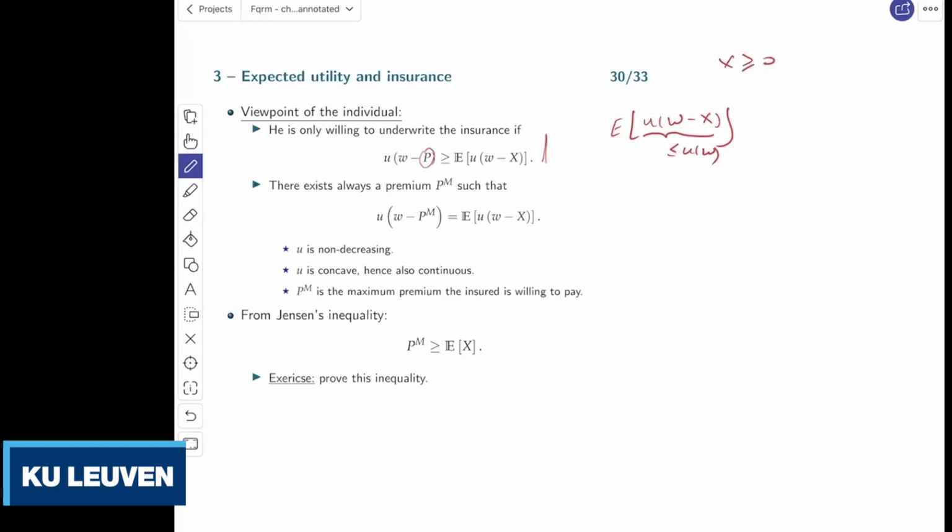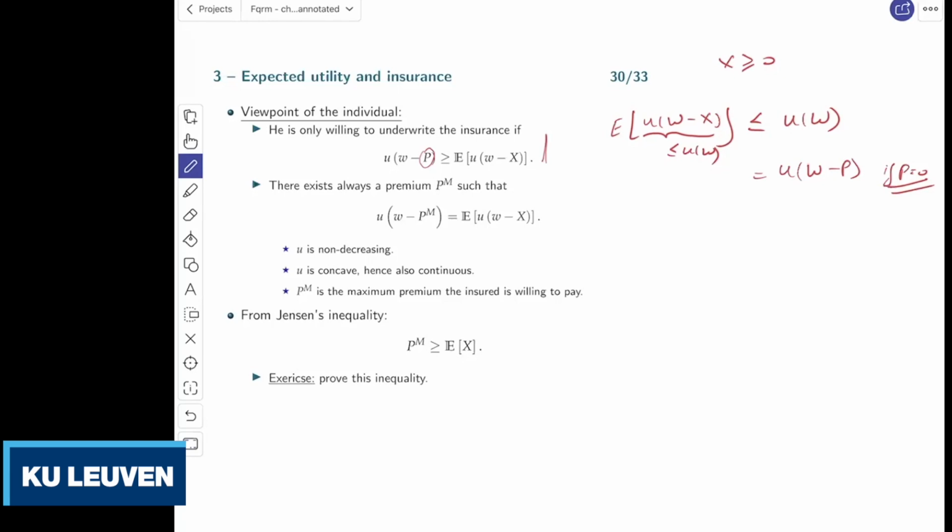Right? Because X is positive. So you find that this here is always smaller than U(W), which is equal to U(W minus P) if P is 0. So it means that if your premium is 0, you always take the insurance. Why? Because you can get rid of the loss with no cost. That's a sure gain that you get basically. So for P is 0, you always take the insurance.